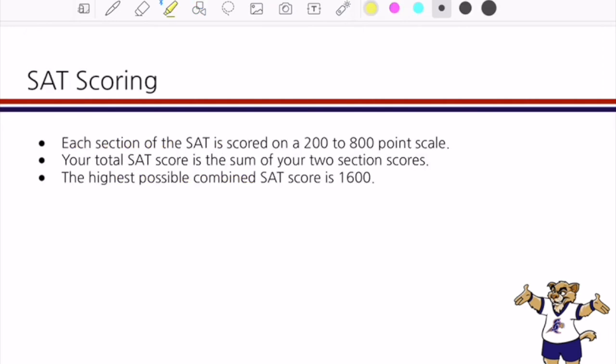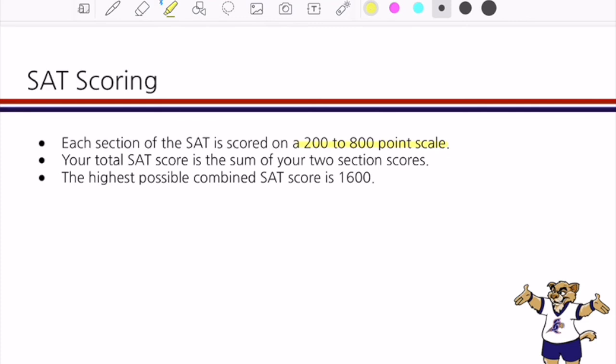When it comes to scoring the SAT test, each of the 2 sections of the SAT is scored on a scale of 200 to 800. So 200 being the minimum and 800 being the maximum that you can get on each section of the test. And so to get your total SAT score, those 2 section scores are added together.